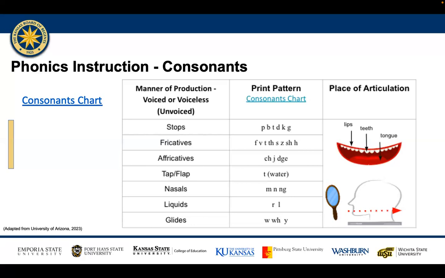P is unvoiced or voiceless. B is voiced. To check if a sound is voiced or unvoiced, gently place your hand on the front of your throat about midway. Say each sound and feel for the vibration in the voiced B and the lack of vibration in the unvoiced P.